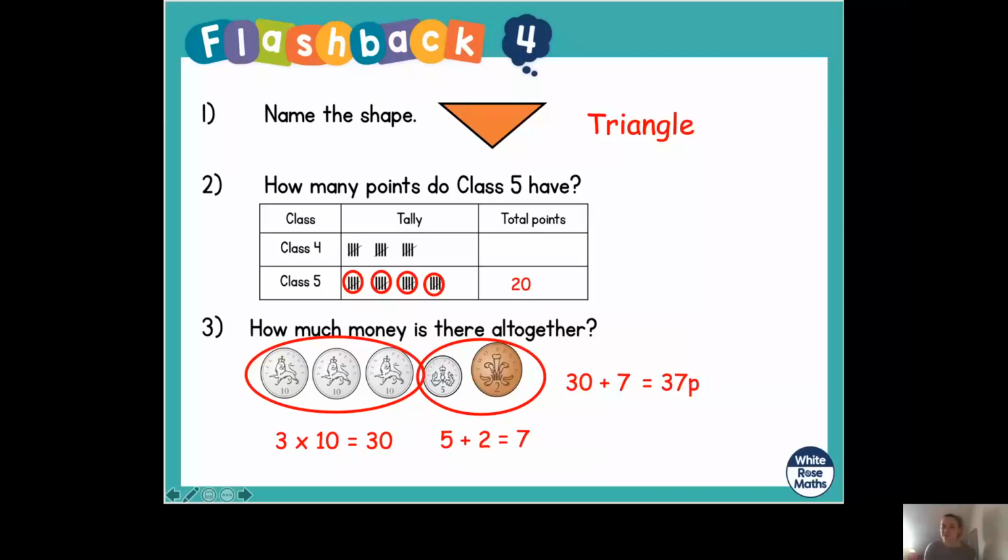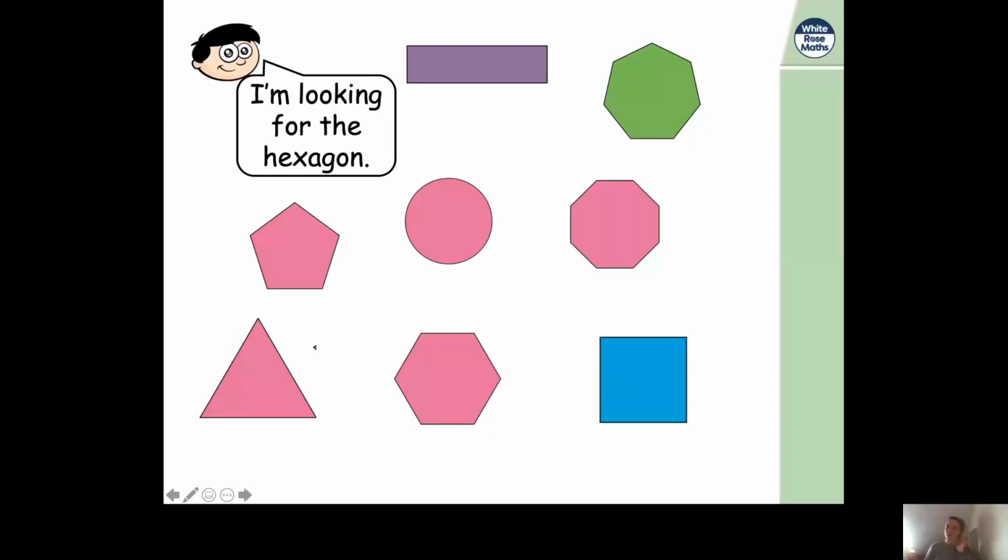Now let's move on to today's learning, where we are looking at counting the sides on different 2D shapes. So here we have a boy and he is telling us that he is looking for the hexagon. Now, if we think back to our lesson yesterday, what did I tell you was the way that you can remember how many sides a hexagon has? Well, yes, hexagon has an X in it, doesn't it? And what number has an X in it? Oh, yes, it's the number 6. So therefore, a hexagon has 6 sides.